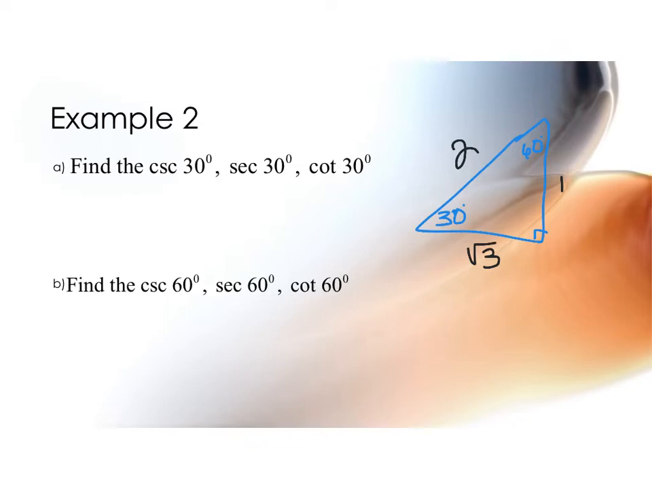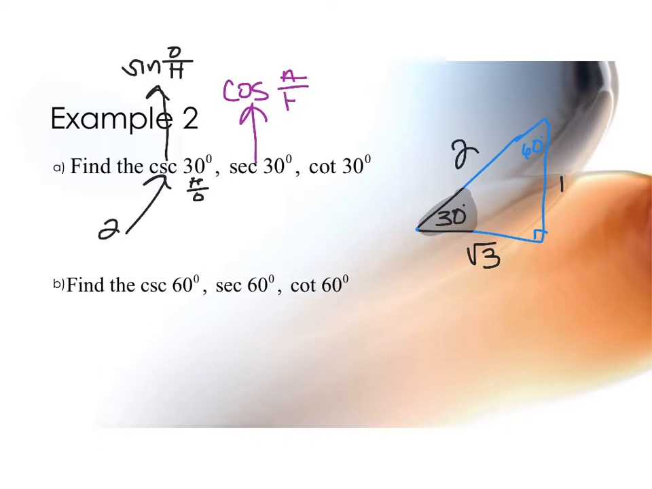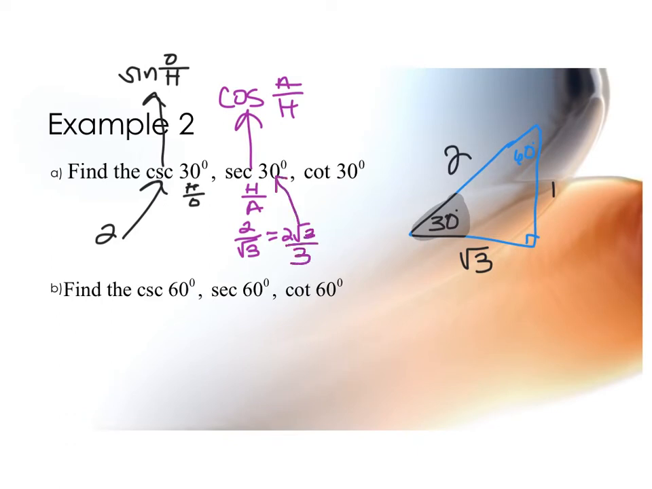So if cosecant is the reciprocal of sine and sine is opposite over hypotenuse, then cosecant is hypotenuse over opposite, which is 2 over 1 or 2. Because we're referencing theta is this angle here. Secant is the reciprocal of cosine, and cosine is adjacent over hypotenuse. So I'm looking at hypotenuse over adjacent, or 2 over root 3, which rationalizes to 2 root 3 over 3. And cotangent is the reciprocal of tangent, which is opposite over adjacent. So I'm looking at adjacent over opposite. Adjacent is root 3 over 1, and it's root 3.